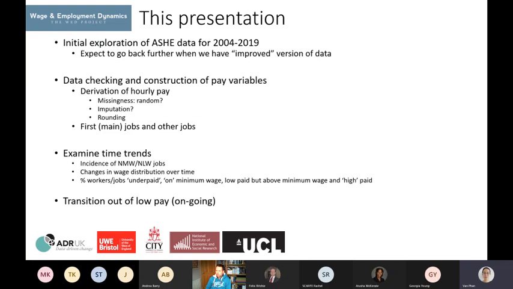And then how we identify a main job or other job, because as you know, in ASHE there is one person with many jobs. And then we try to examine the time trend, for example the incidence of minimum wage and national living wage jobs, how it has changed in the wage distribution over time, and the percentage of jobs under pay, at minimum pay, on the minimum wage, at low pay, or at high pay, and the transition after low pay. That's what we are doing right now.